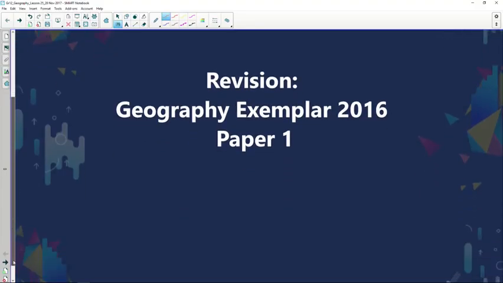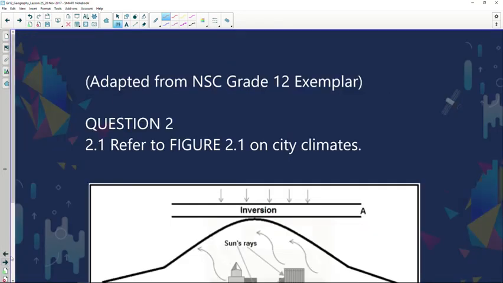Today we're going to look at question number 2. In the previous lesson we looked at question number 1. Now keep in mind you only need to answer one question out of section A and section B, and then do another question from either section A or section B. Only do 3 questions. Do not do all 4 of the questions. But let's get straight into it and look at question number 2.